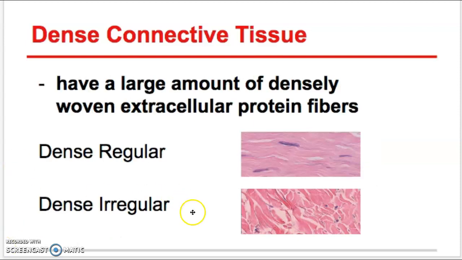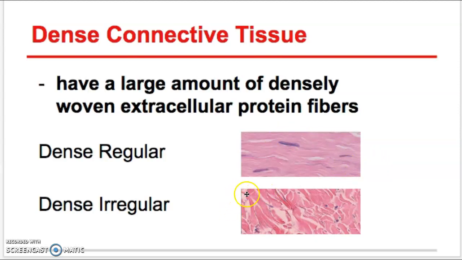Okay. Here we have dense connective tissue. So we just looked at loose connective tissue. Now we have dense connective tissue. And there's a large amount of really densely woven extracellular protein fibers, right? You can see it almost looks like threads here. And we have dense regular tissue and dense irregular tissue. The dense regular tissue almost looks like there's waves, right? And here are the nuclei that are riding those waves.